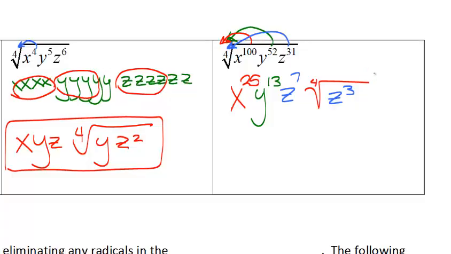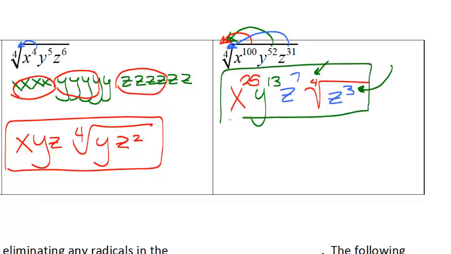Just to make sure you know you're done, all of the exponents inside the radicals should always be smaller than the index. If they're not smaller than the index, that means you're not 100% reduced. But since 3 is smaller than 4, we are reduced.